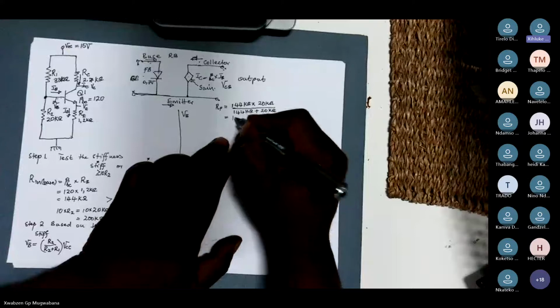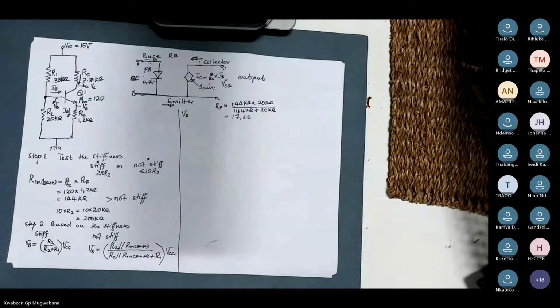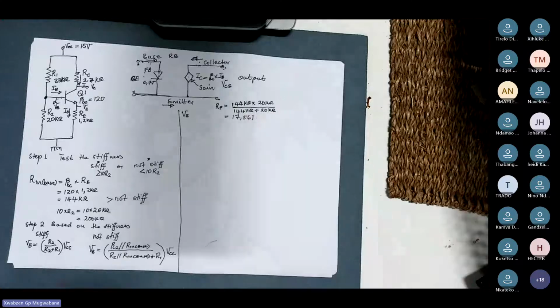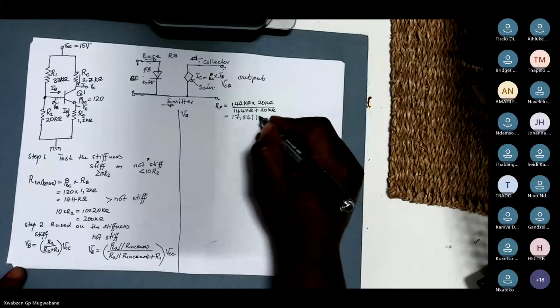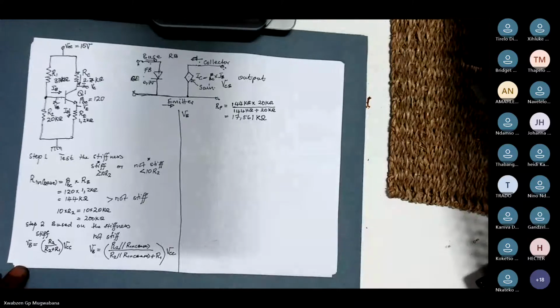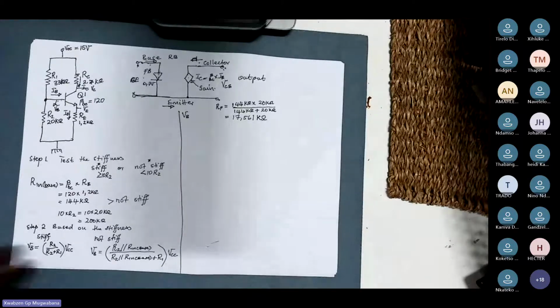17.56 kilo ohms. 17.561, three decimal places after the comma. Any seconder? It's correct. Okay, good. Now, that is our parallel resistor, which means now we have determined this parallel configuration here.